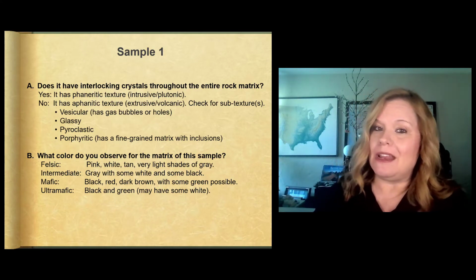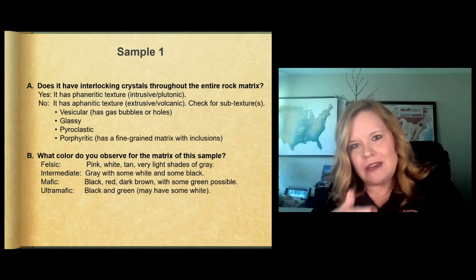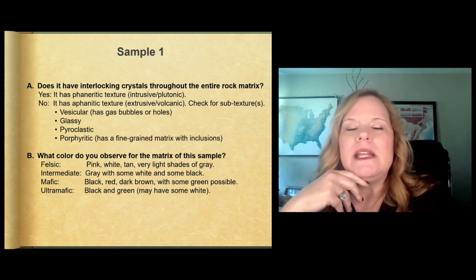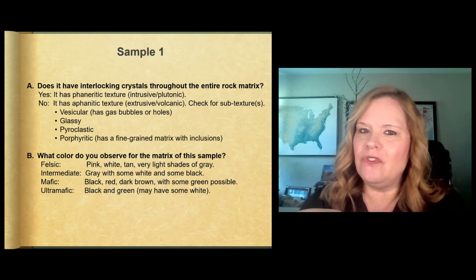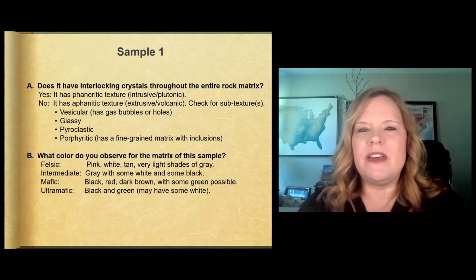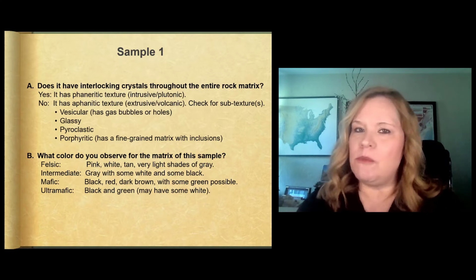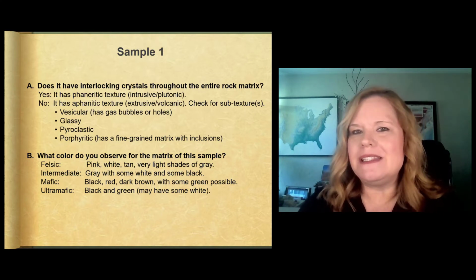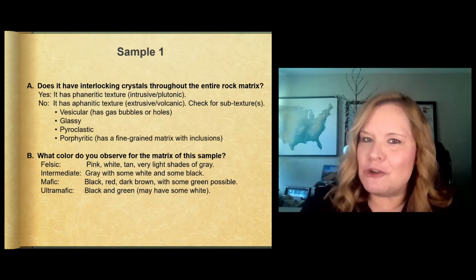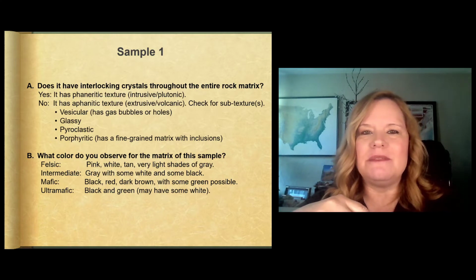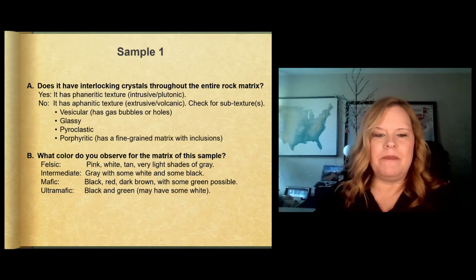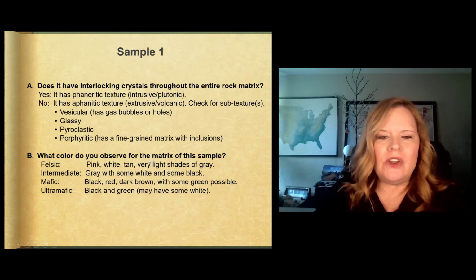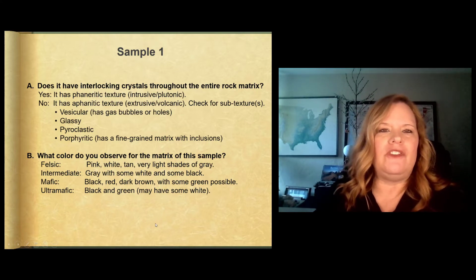Now you determined it kind of had a pinky, whitish tan color, so that puts it in the felsic category. Go back to that chart. Which is the felsic aphanitic igneous rock? And there you have it. Now remember, I told you there were multiple types of this, so you need to go back to your book and look at the differences between the different types of this specific one. Okay, here's your colors down here to help you remember on each and every one.